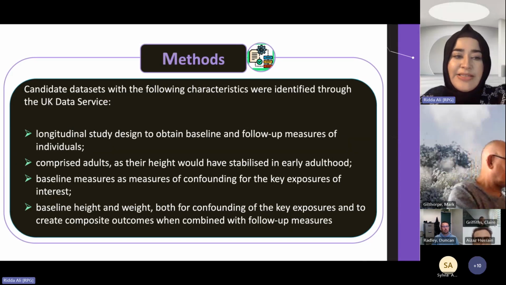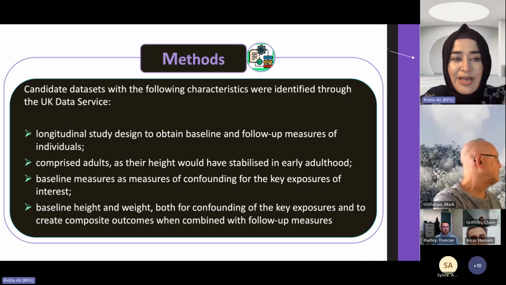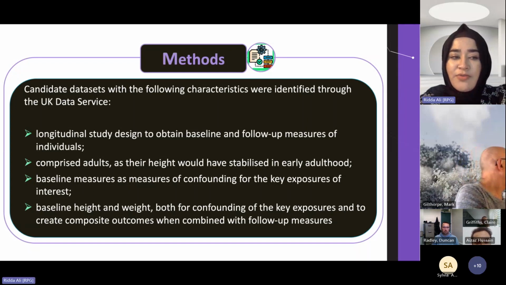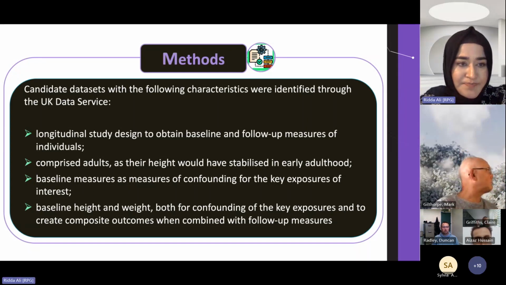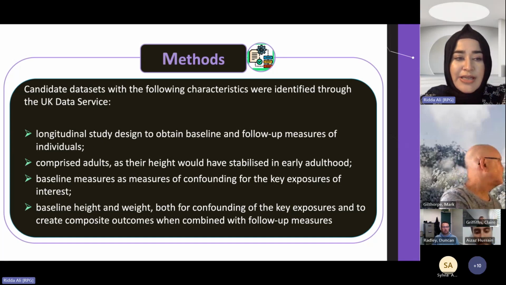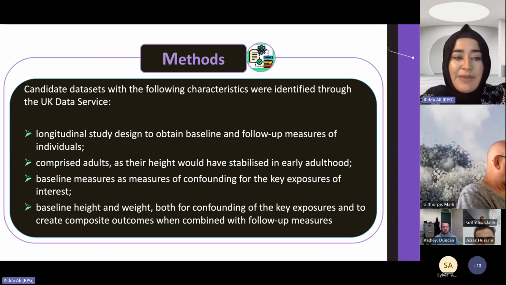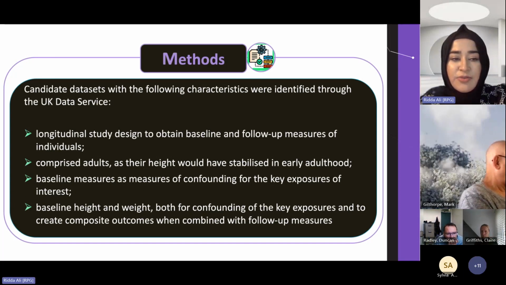So we identified data sets with the following characteristics to demonstrate the bias that arises from analyzing composite outcomes. So first of all, we need a longitudinal study design to get the baseline and follow-up measures of individuals. And then in terms of age, it needs to be on adults as their height would have stabilized in early adulthood. And then we also need baseline measures as confounding measures for the key exposures of interest. We need the baseline height and weight, both for confounding of the key exposures and to generate the composite outcomes when combined with follow-up measures.